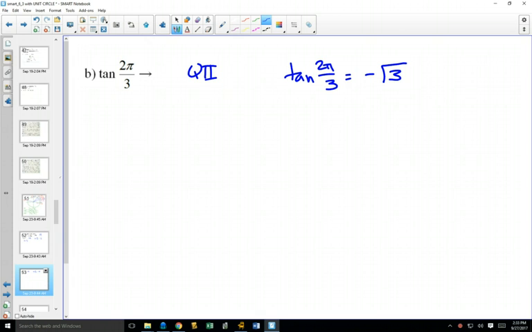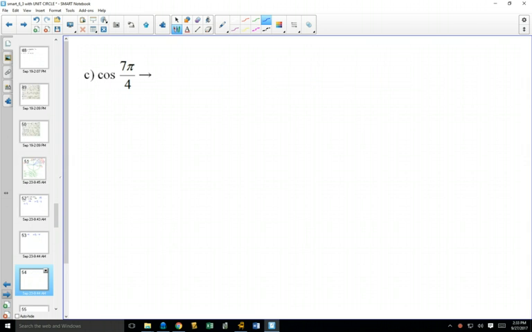So we have to do a lot of mental math in this one, and that's why you're preparing on Friday for your quiz, studying for that, so that when you see these values, you can do them quickly.